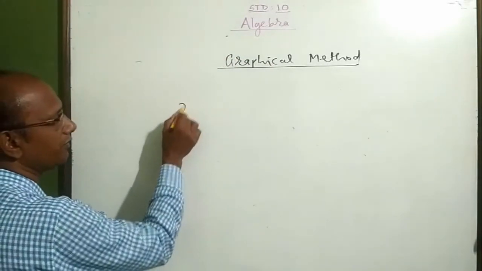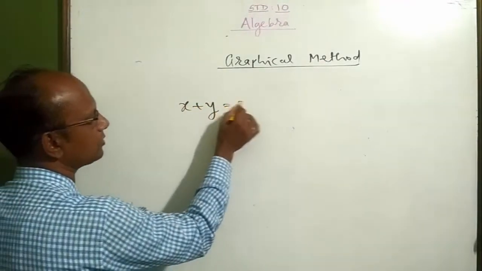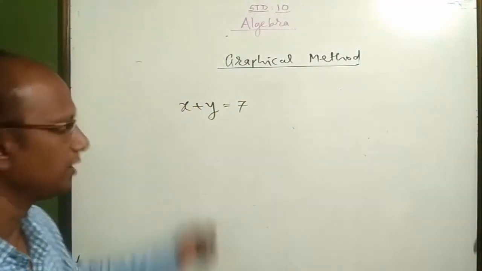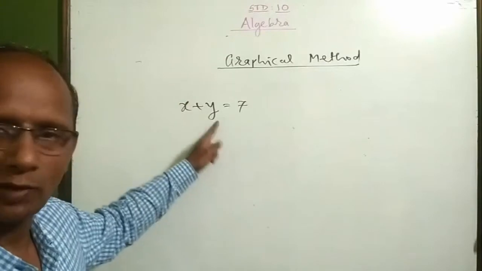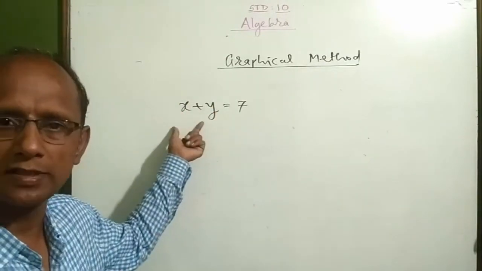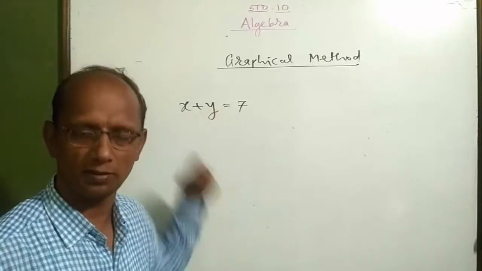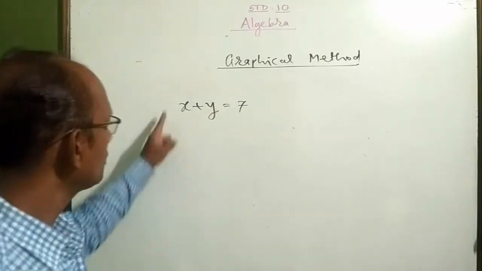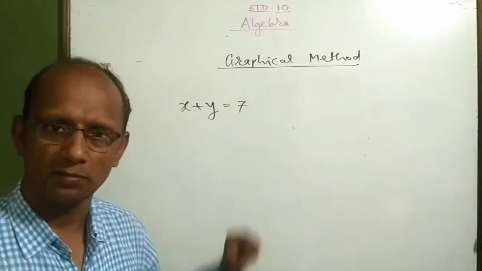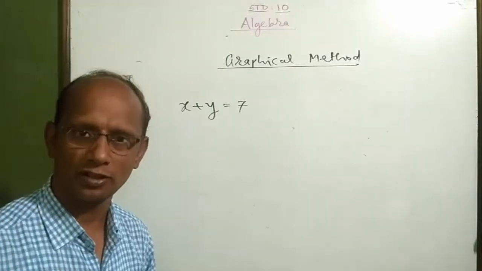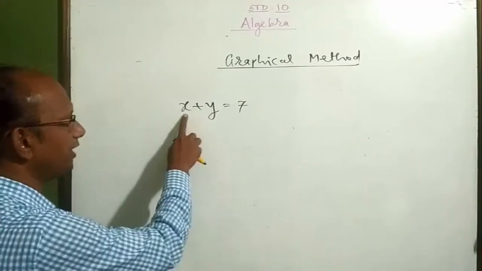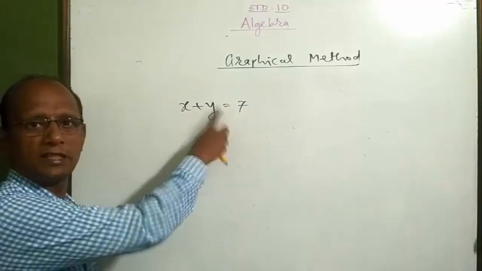If we consider the equation x plus y is equal to 7, we know that this is a linear equation because x has power 1, y has power 1, and there are two variables, an equal to sign and a constant. So that's why it is a linear equation in two variables. What is the solution of this linear equation in two variables? The solution of a linear equation means the values of the variables which satisfy this equation.